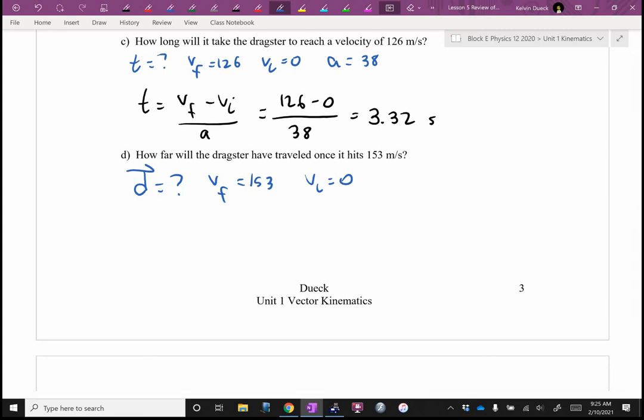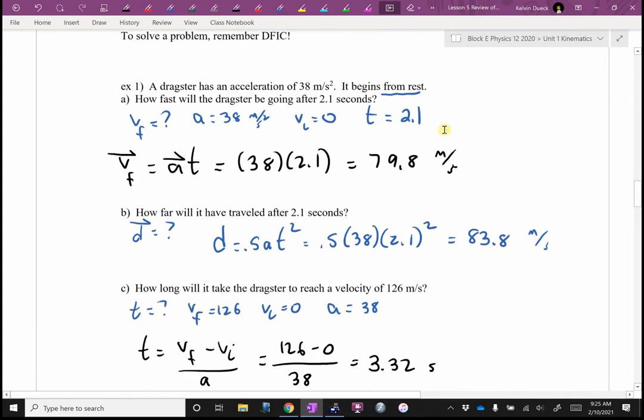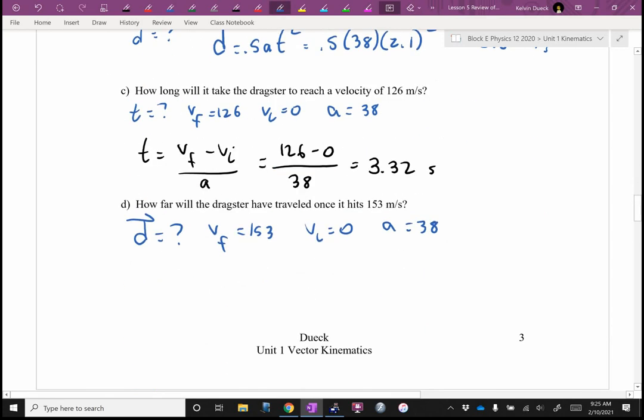Oh, what else? Still accelerating at 38. Now, I should point out, for those of you who are nitpicky, dragsters don't have a uniform constant acceleration. It's bigger at the beginning and then it plateaus. We're having to assume a constant acceleration because we can't handle the calculus involved if it didn't. Oh, see, I should have said has an average acceleration. That's how I always hedge my bets. Anyways, Harsh, which equation?